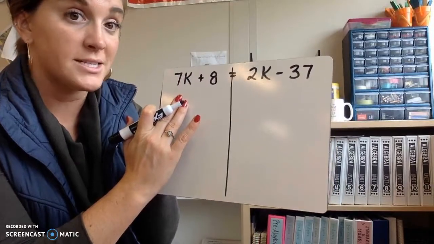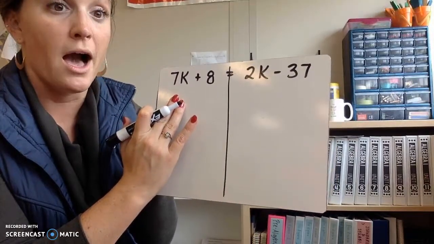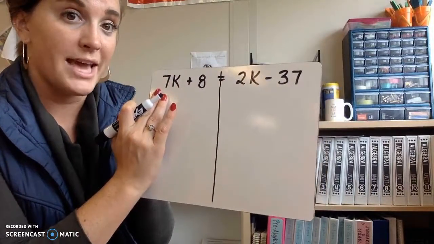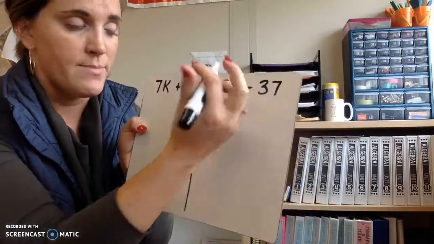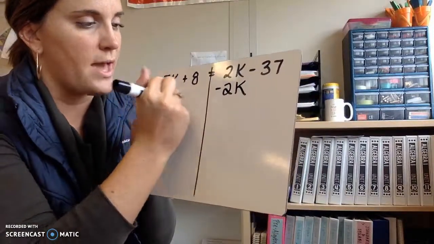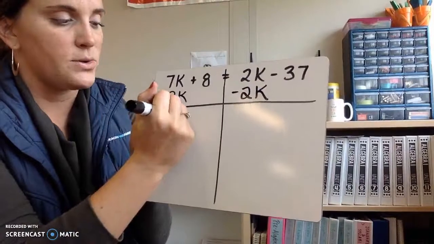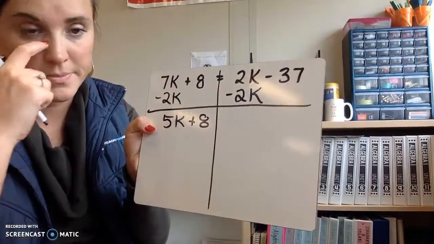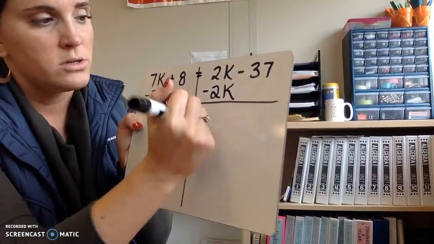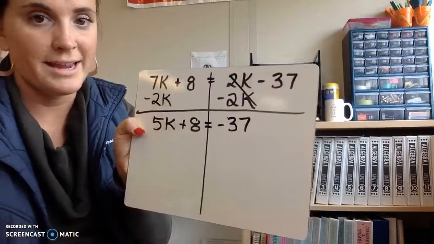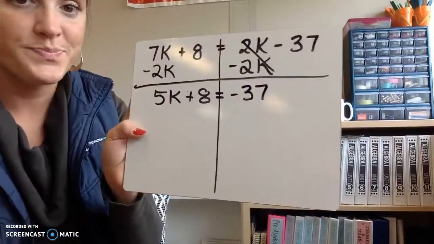Since they're on opposite sides of the equal sign, I have to do the opposite or the inverse operation. I could subtract 7k, or I can subtract 2k. I'm going to subtract that smaller value, 2k. 7k minus 2k leaves me with 5k. Bring down my plus 8 equals 2k minus 2k cancels out, and that's equal to negative 37.